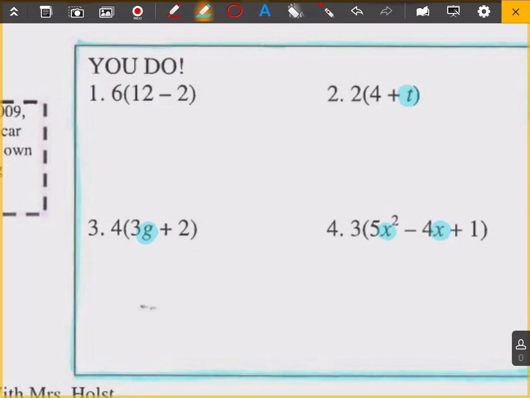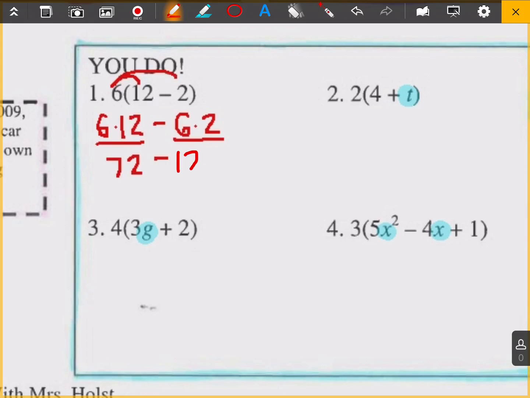So for number 1, we have 6 times 12 minus 2. So we're going to distribute that 6 to both of those numbers. 6 times 12 minus 6 times 2. 6 times 12 is equal to 72. Bring down our subtraction sign. And then 6 times 2 is 12. When we subtract 12 from 72, we get a total of 60.